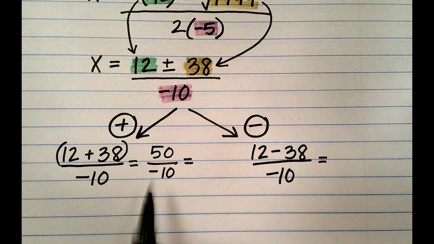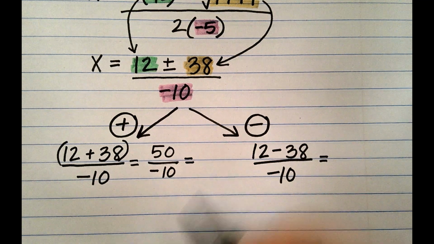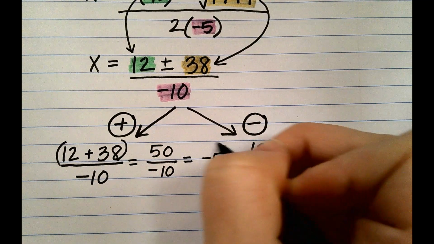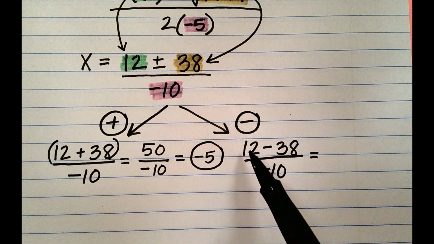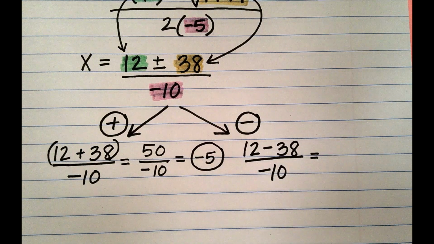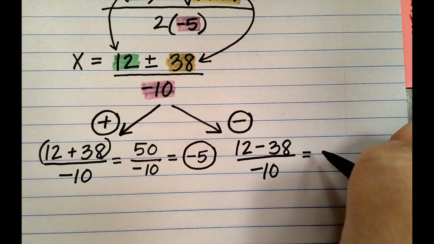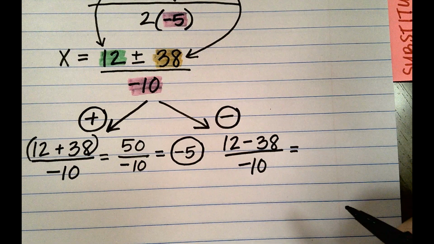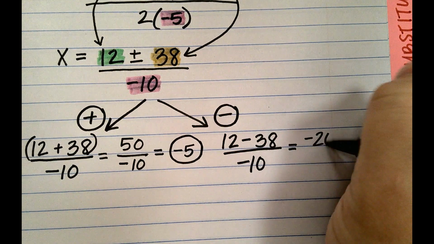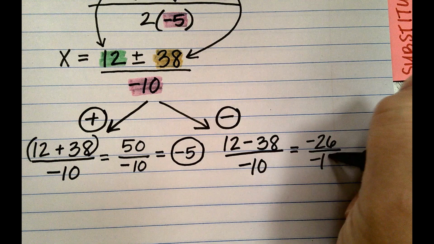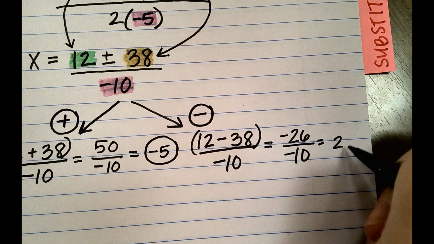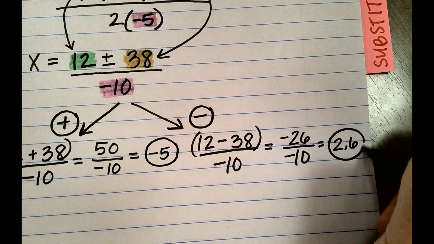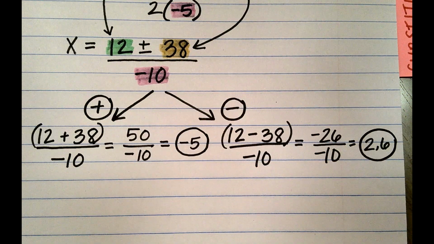And what's 50? Yes, 50 divided by -10 is -5. One answer. Now I'm looking at my minus problem, 12 minus 38. 26. Almost. Good. -26 divided by -10. Yes, those negatives cancel. We get positive 2.6. And you're done. That's it.